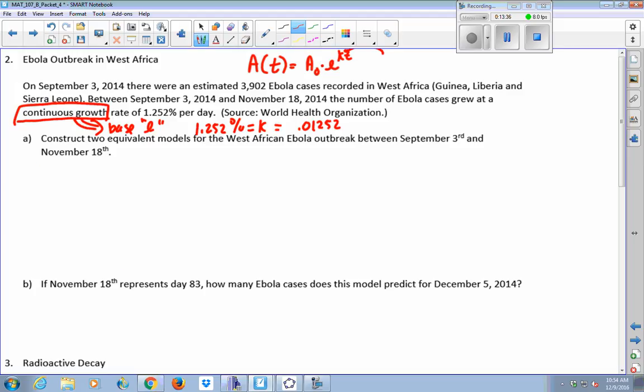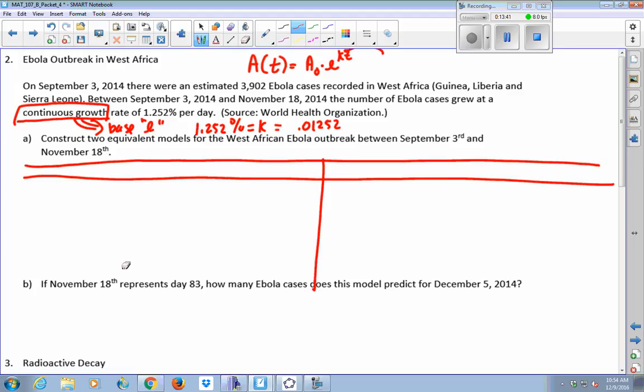Since I want to save you a little time, I'll put both models down here. The first model was A of t equals A sub naught times b to the t. And our second model, which uses a continuous growth rate, is A sub naught times e to the kt. Well, I'm going to work with that one first because I already know what k is. k equals 0.01252. That's my continuous growth rate, my continuous daily growth rate, right?